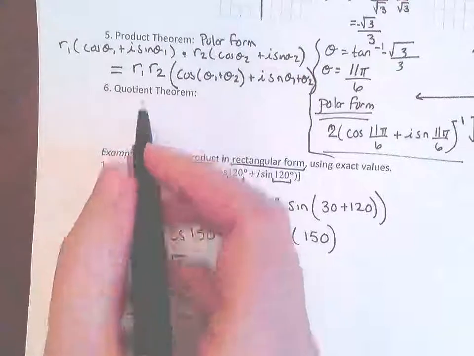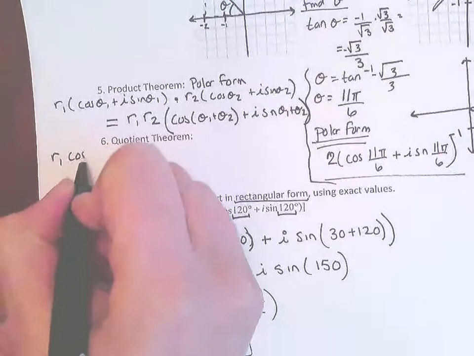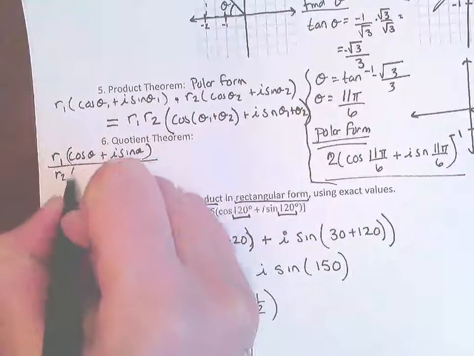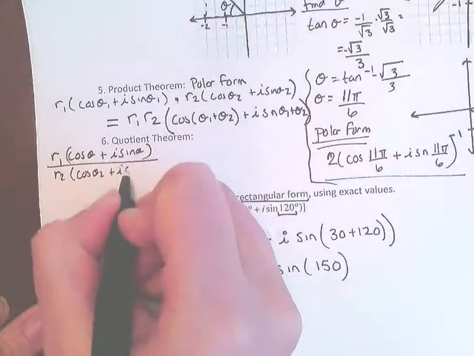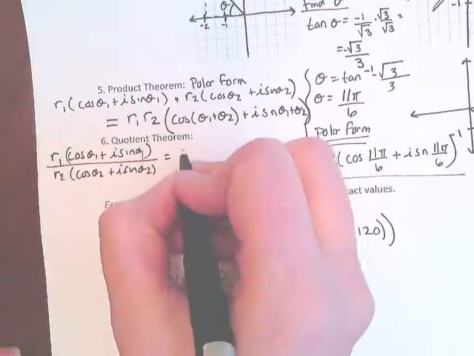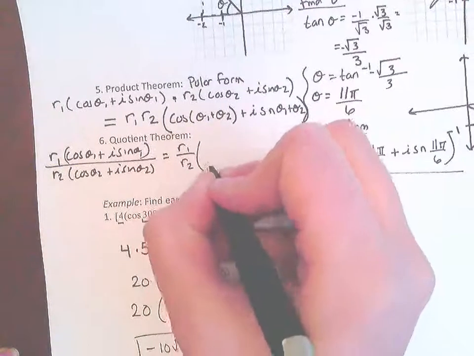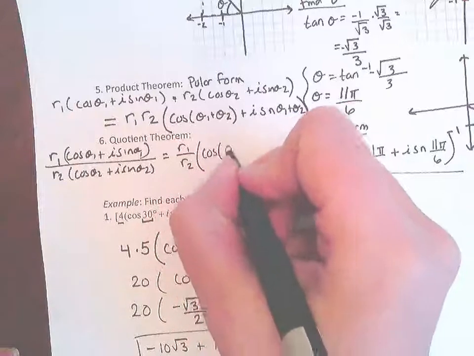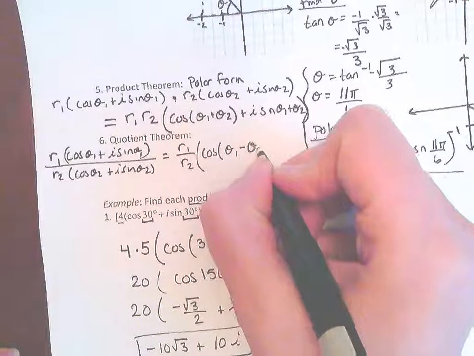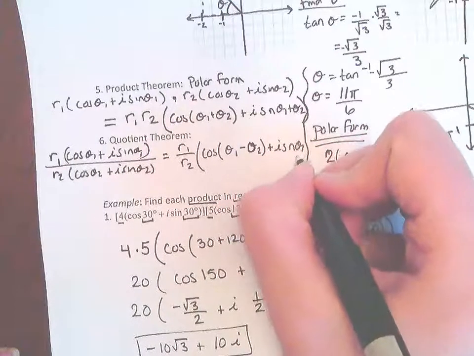Alright, the last thing is going to be the quotient theorem, and the quotient theorem is basically the same thing. If you have those two polar forms, r1 cosine of theta 1 plus I sine of theta 1 divided by r2 cosine of theta 2 plus I sine of theta 2, then your answer, you're doing the same exact thing, except what you're doing is r1 divided by r2, and then in here, cosine of the two thetas is going to be subtracted, the first being subtracted by the second, and still adding I sine of theta 1 minus theta 2.